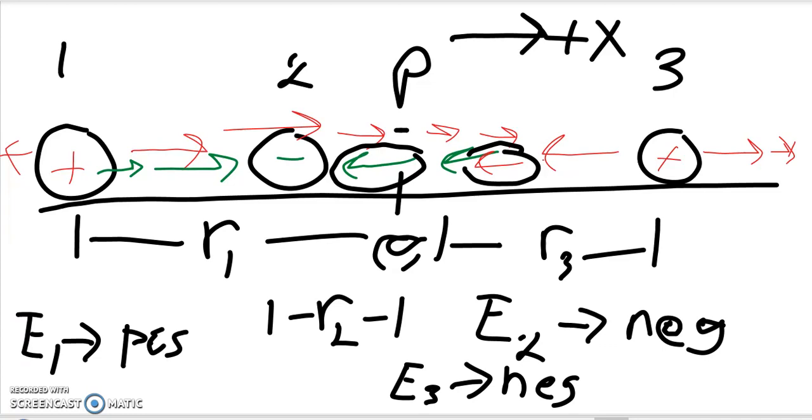In the next video, we'll talk about what happens if my charges aren't all along the same line. What if some of them are offset? Then we'll have to use some trigonometry. But for the moment, this is how you evaluate the fields due to charges along a straight line.